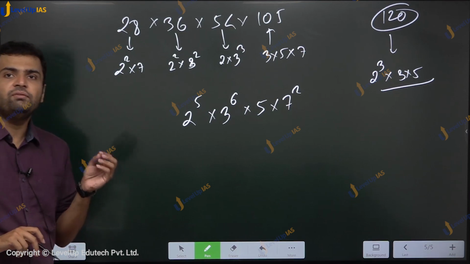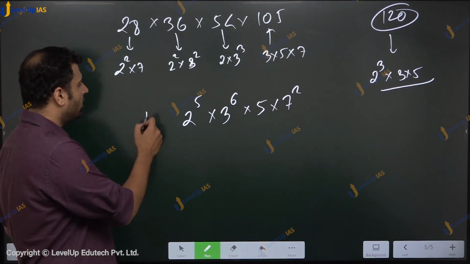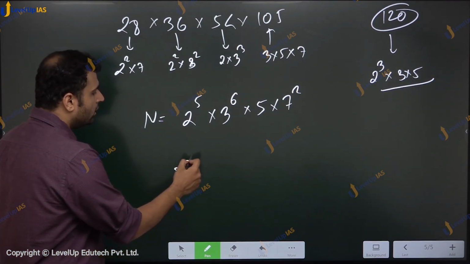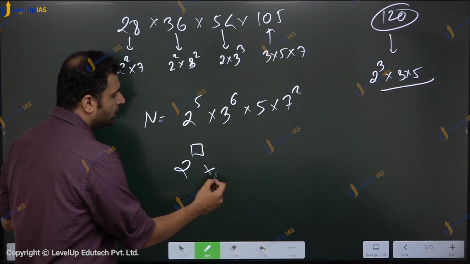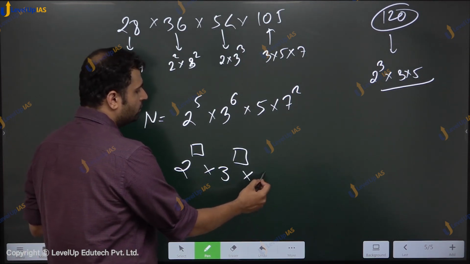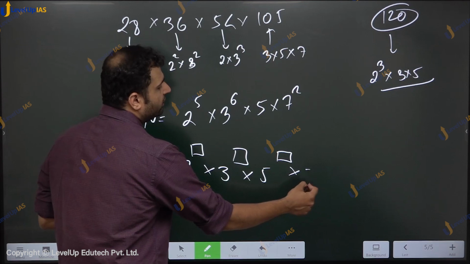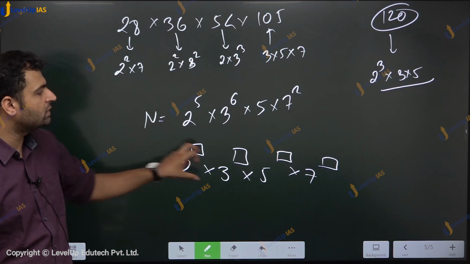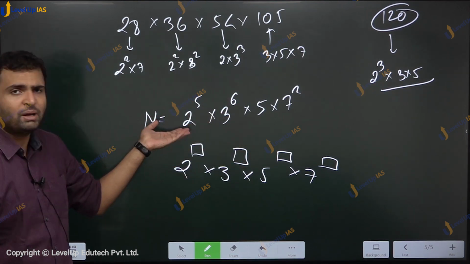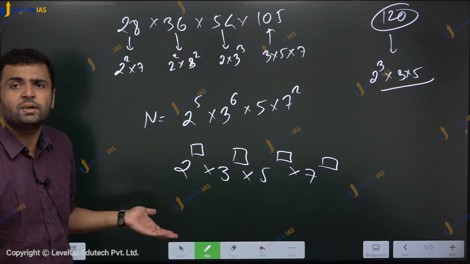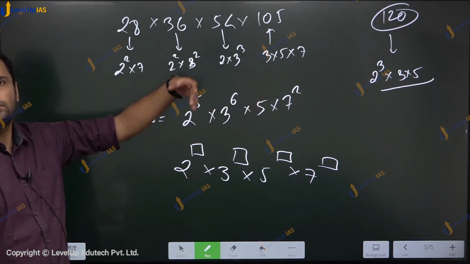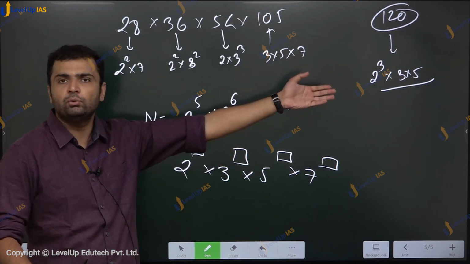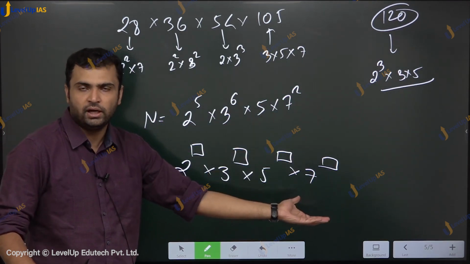Now recall that we had said that if we call this number n, then any factor of n will look like some power of 2 into some power of 3 into some power of 5 into some power of 7. Any factor of this number will look something like this, because the prime numbers this number has are the same prime numbers the factor will have, not any additional ones. A factor will only have these as prime factors.